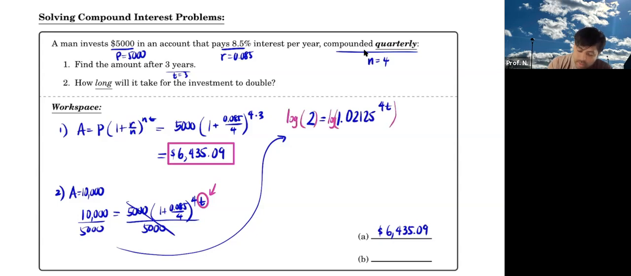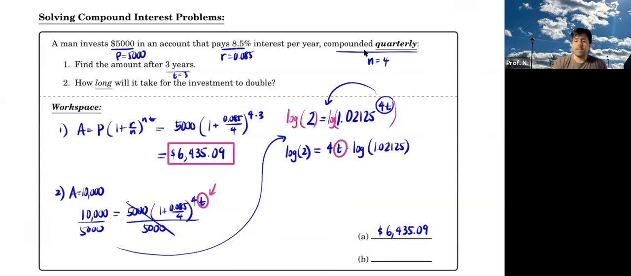When I do that, I get log of 2. I'm not going to put it in my calculator yet because I don't want to mess up with the approximation. And this 4t now comes in front. This becomes 4 times t times log of 1.02125. Again, I'm not going to put the number in my calculator yet. I want to get t by itself first. I have a 4 being multiplied to it, and a log being multiplied to it. So might as well divide by 4 times log of 1.02125 on both sides.